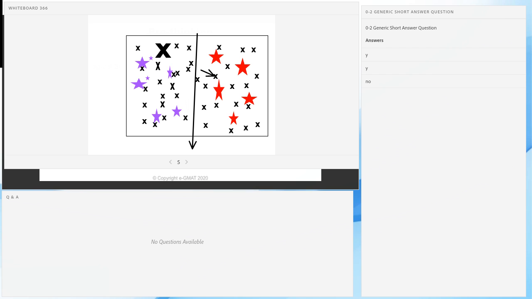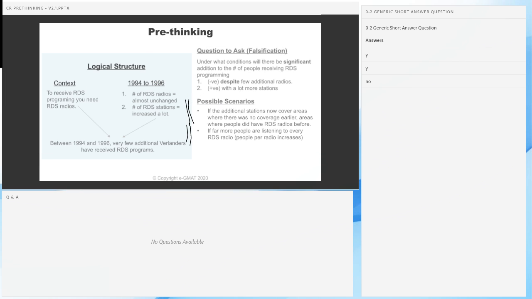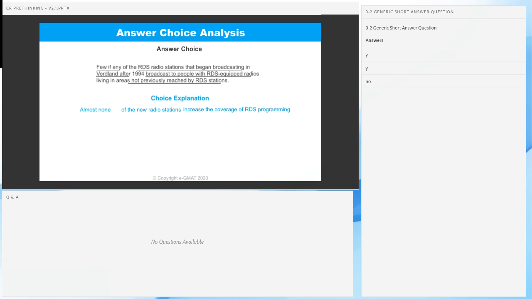Okay, if you are saying no, please put the question in the Q&A pod. With that, I'm going to move forward just because I think most people understand this. Okay, so your assumption is that new stations don't increase coverage and people per radio remain more or less the same, because if these things don't happen, then that shatters your conclusion. Okay, let's look at my answer choice analysis. Choice A, let's bring in your poll question here.